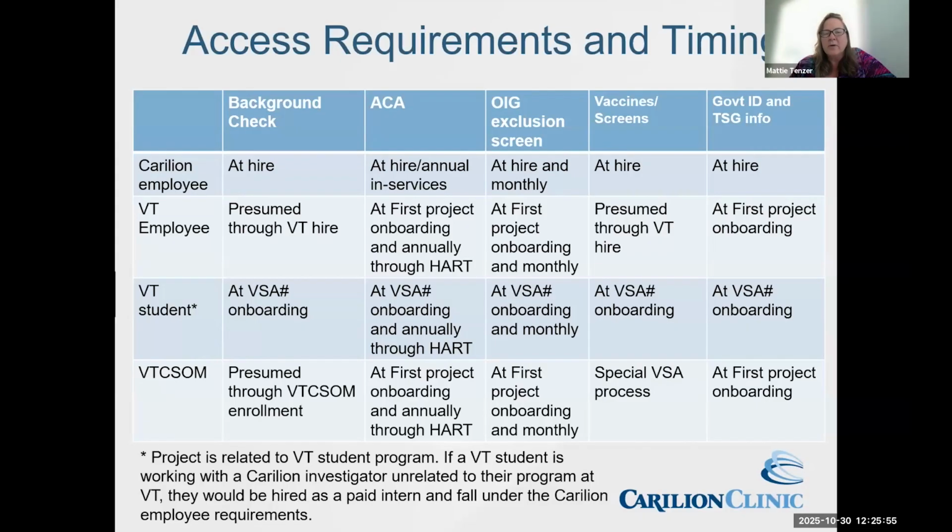And similarly, Corellian employees all do their ACAs. We do them at hire, and we do them annually during our in-services. So anybody else who's getting into our system will do it at onboarding and annually thereafter. OIG exclusions are done monthly on absolutely everybody. Vaccines, it depends on the time of year. I won't get into that. So my main point on this one, and this slide deck will be available so that you can look through it, is that everybody has the same requirements. It's just the timing is different for it.